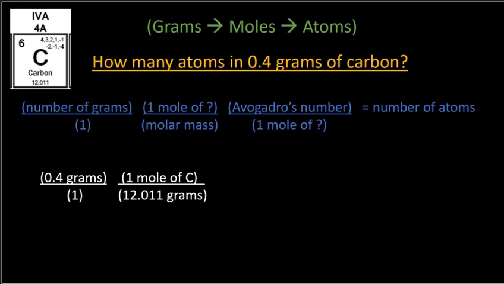Okay, now you have moles on top, you need moles on bottom in order so they cancel out. And then you need Avogadro's number. Memorize it. It'll save you time.